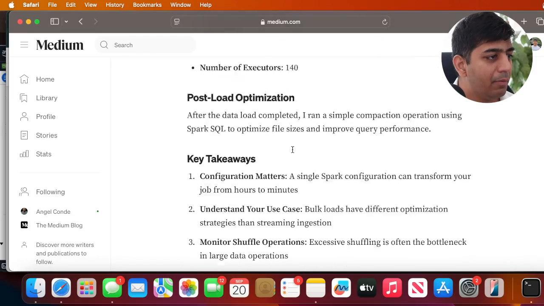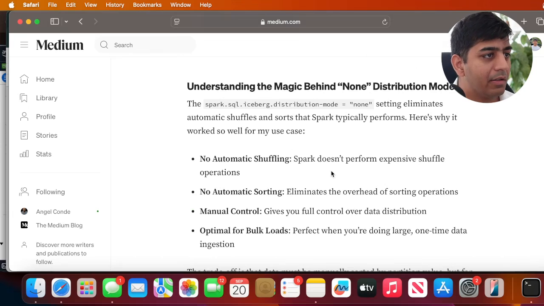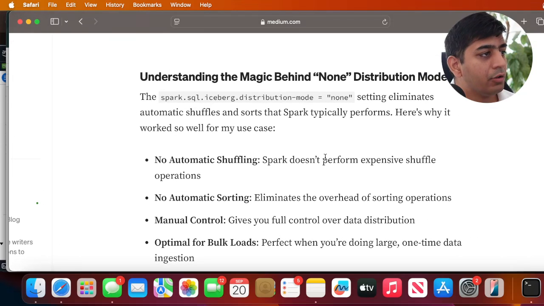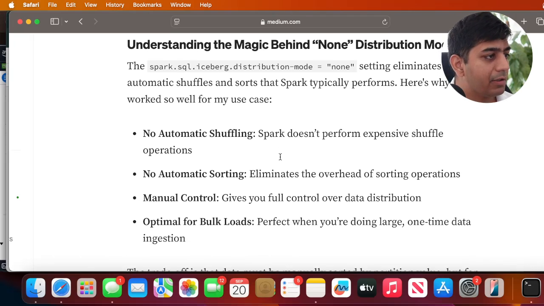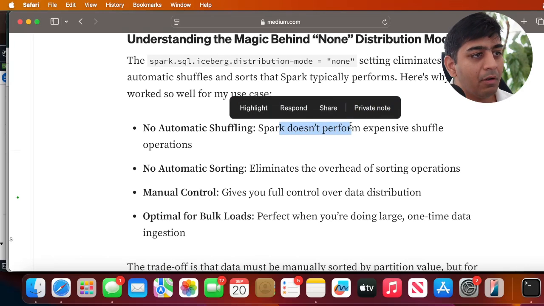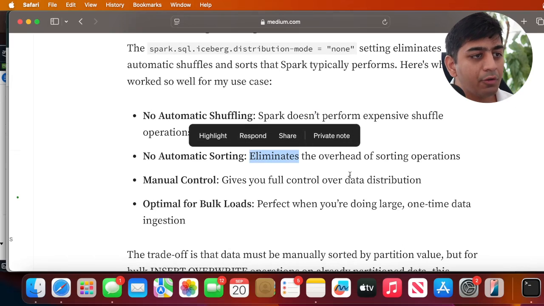If you want to read more, I have the EMR settings and so on in the blog. Setting spark.sql.iceberg.distribution-mode to none eliminates the automatic shuffle and sort that Spark typically performs. Here is why it worked for my use case. No automatic shuffling: Spark does not perform the expensive shuffle operation. No automatic sorting: it eliminates the overhead of the sorting operation, because again, this is a one-time huge dump and a massive data set, 3.9 terabytes. So disabling that really helped.